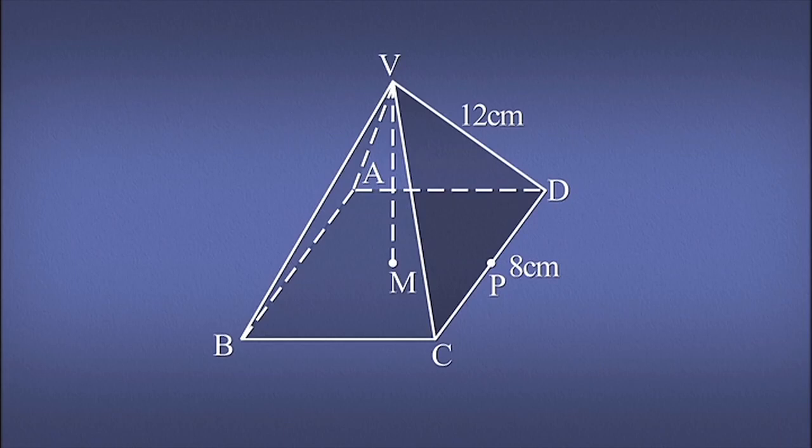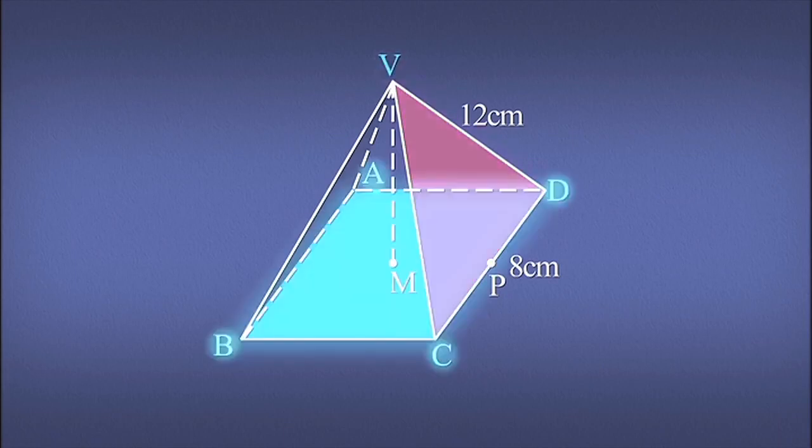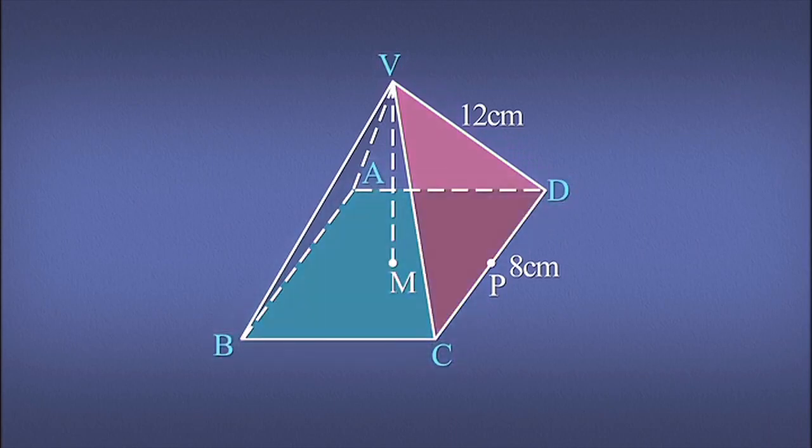Then let's find the angle between plane VCD and plane ABCD. Plane VCD and plane ABCD intersect at line CD. CD is the line of intersection. VP is perpendicular to CD. MP is perpendicular to CD. VP and MP are the arms of angle VPM. Hence, angle VPM is the angle between plane VCD and plane ABCD.